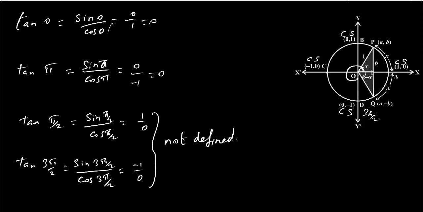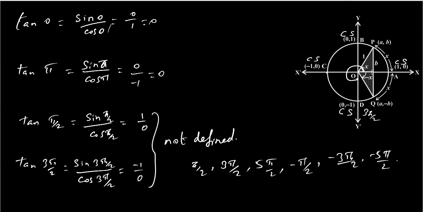So if we take the tan function, in this region tan pi by 2, tan 3 pi by 2, tan 5 pi by 2, and if we go to the negative side, tan minus pi by 2, tan minus 3 pi by 2, tan minus 5 pi by 2, it will go on in the positive as well as the negative side. At these points the tan function will not be defined.